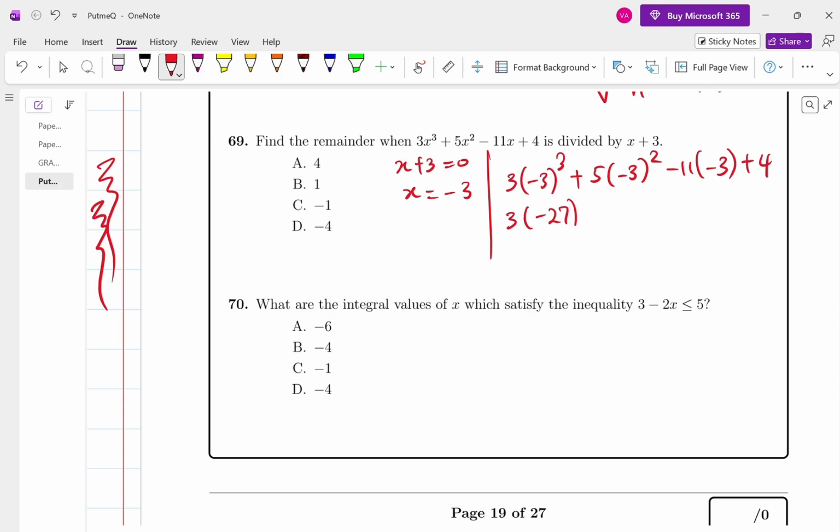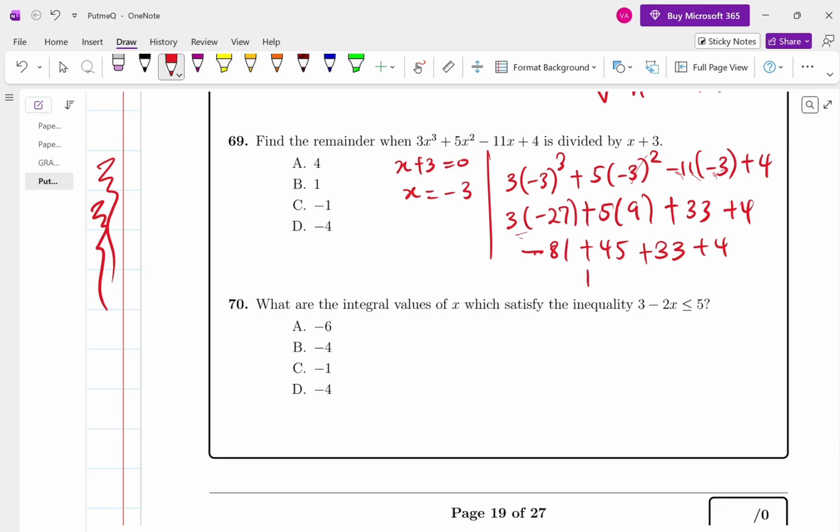So plus 5 brackets minus 3 squared is 9. And then minus 11 times minus 3 is plus 33. And then plus 4. So minus 3 times 27 should give us 81, so that's minus 81. So this is minus 81 plus 45 plus 33 plus 4. When you add everything up, you should get 1. So everything here is going to give us positive 1.